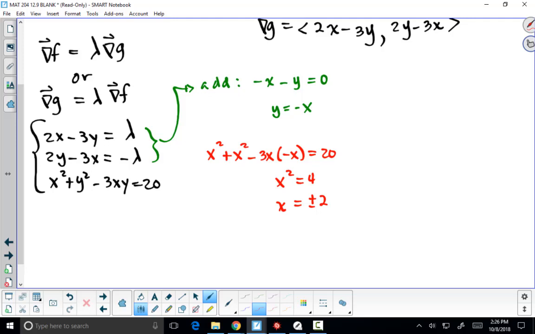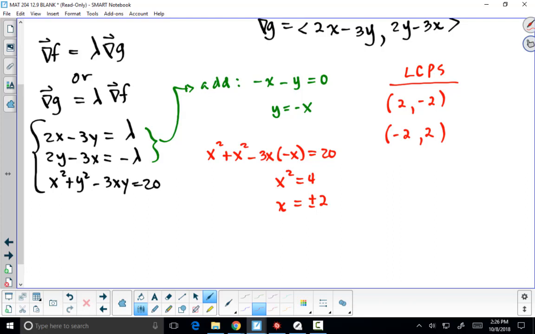Okay, so when x is 2, what's y equal to? Yep, so these are our Lagrange critical points. When x is positive 2, y is negative 2. When x is negative 2, y is positive 2. So those are the only 2 Lagrange critical points.